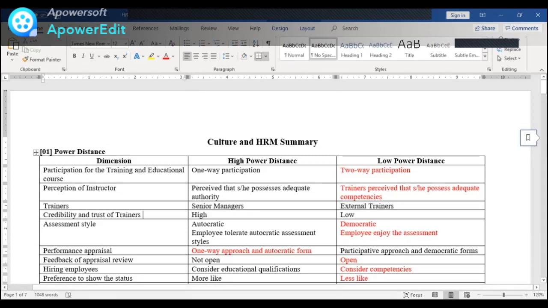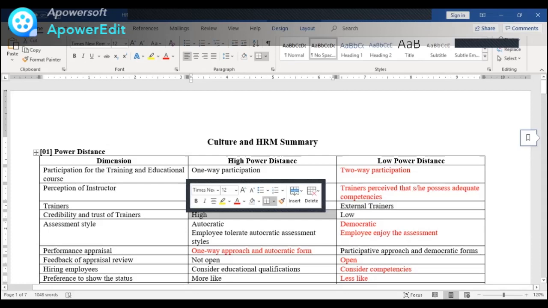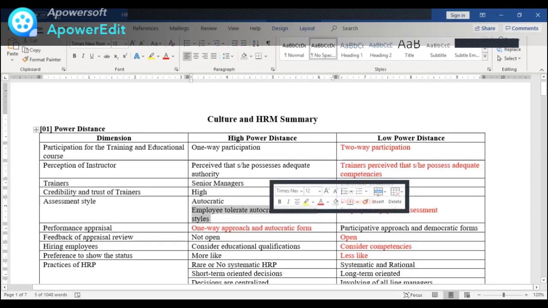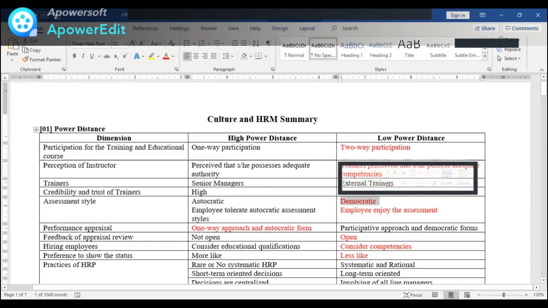Credibility and trust of the trainer. In high power distance culture, it is very high. But in low power distance, it is very low. Then assessment style. In high power distance, assessment style is autocratic and employees tolerate autocratic assessment style. However, in low power distance culture, assessment style is democratic and employees enjoy the assessment. Assessment is an enjoyable thing in low power distance culture.